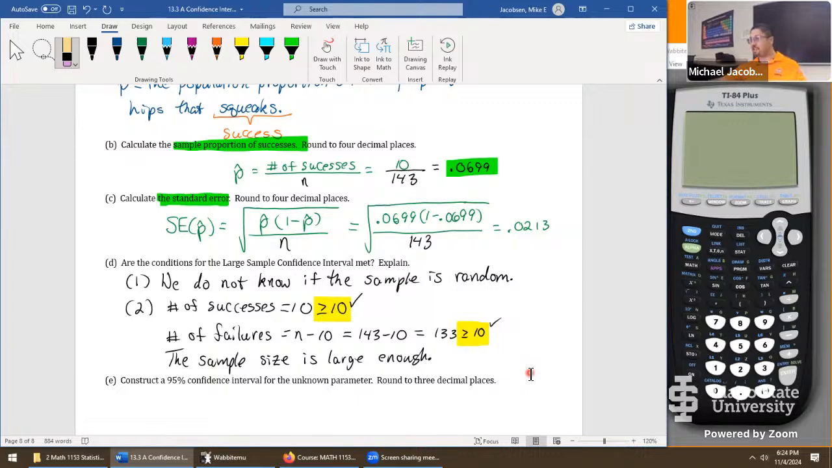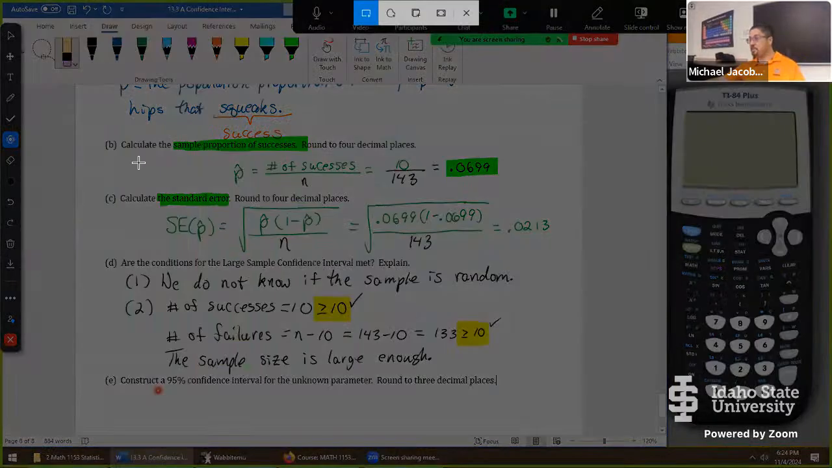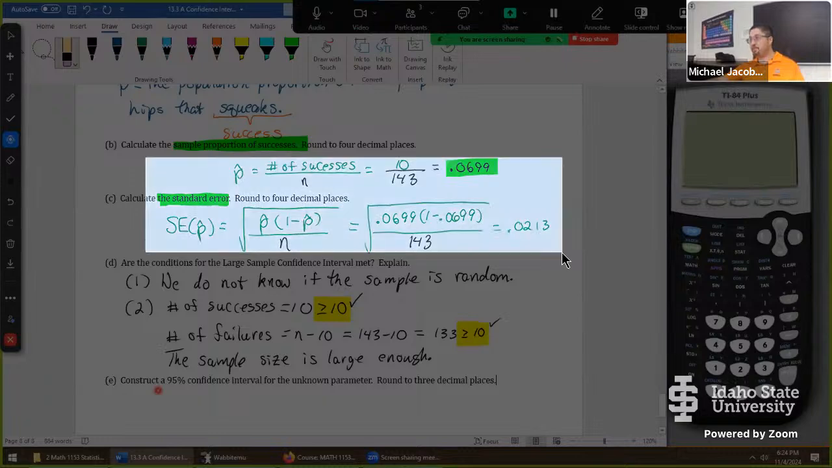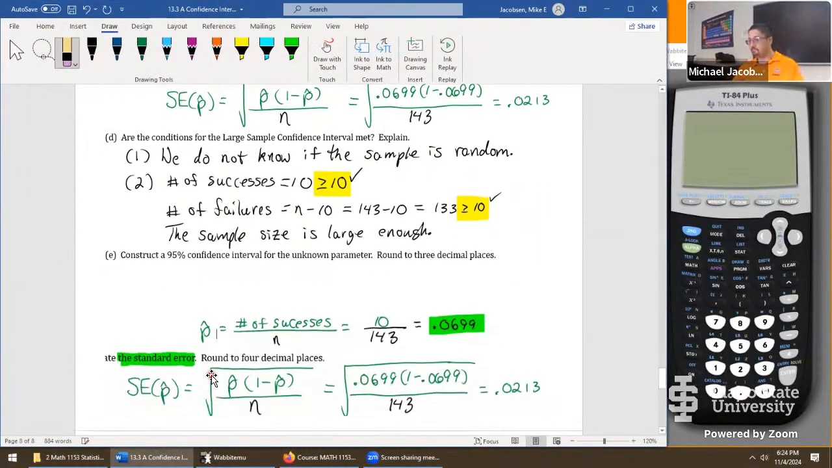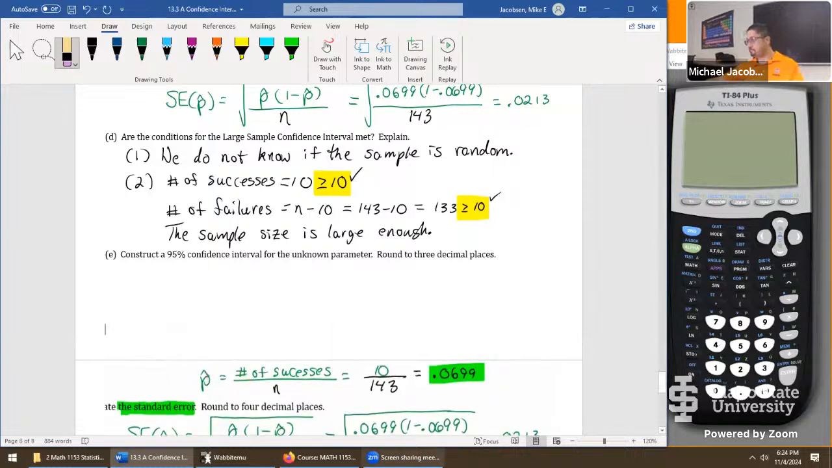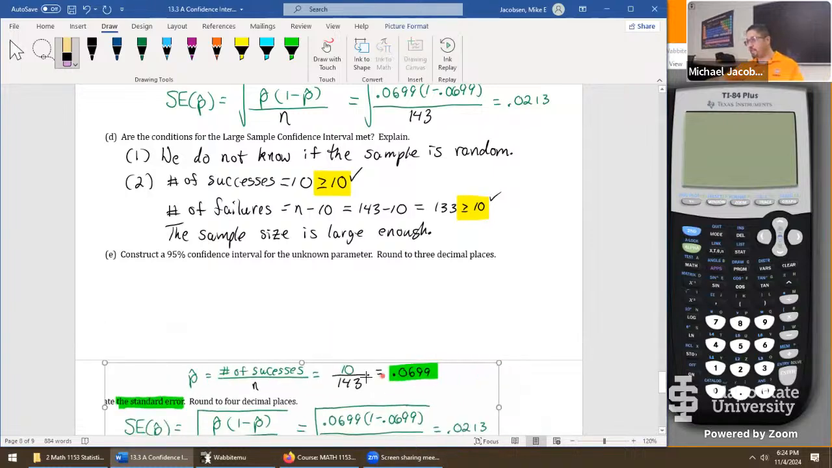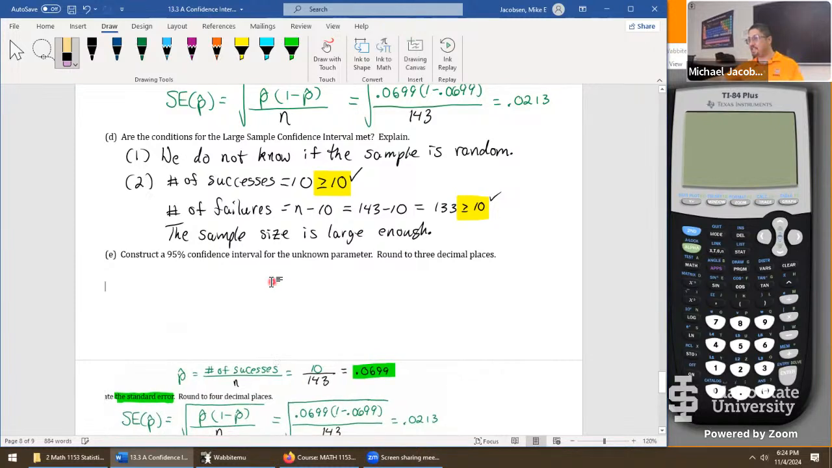Okay, well, we're almost there. For a 95% confidence interval, we're going to need a couple components. We need p-hat and standard error. So here are our temporary screenshots on those. Don't know why those always are so large as a screenshot.